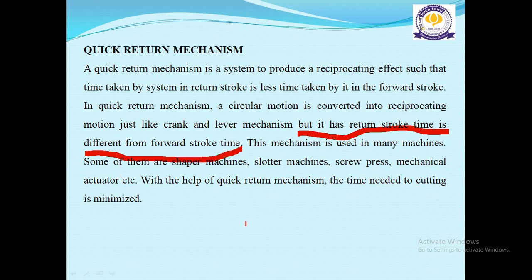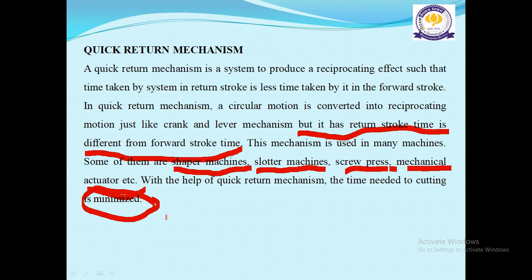This mechanism is used in many machines. Some of them are mainly shaper machines in the workshops that we have seen, slotter machines, screw press, mechanical actuator, etc. With the help of quick return mechanism, the time needed for cutting is minimized. The main objective is to minimize the time taken for cutting the material. For a quick return mechanism, the best example is the shaper machine, because you have already gone through it in the workshop.